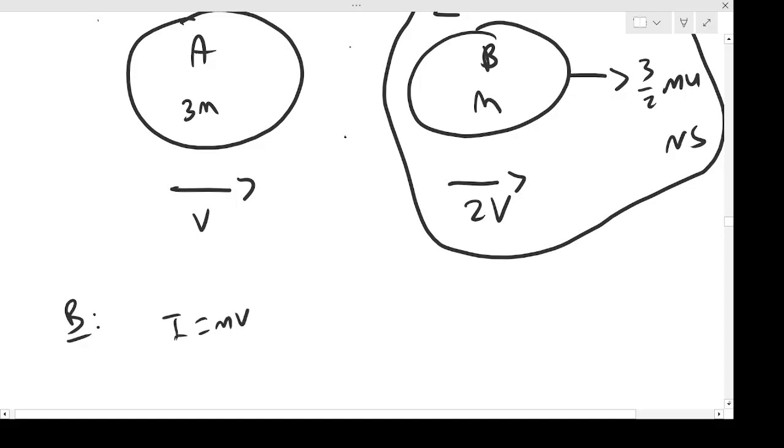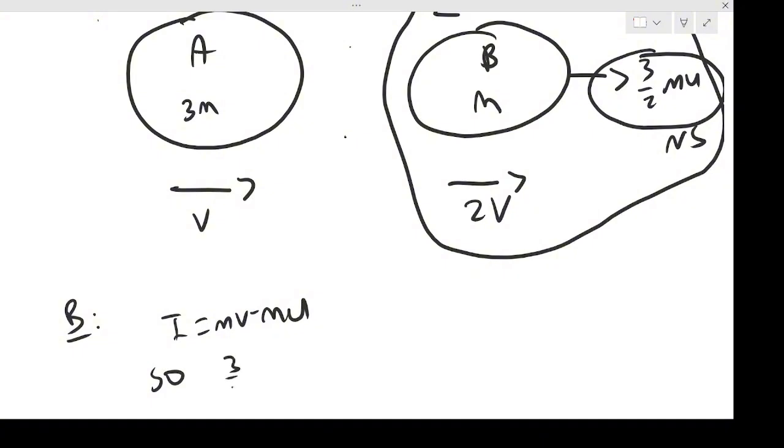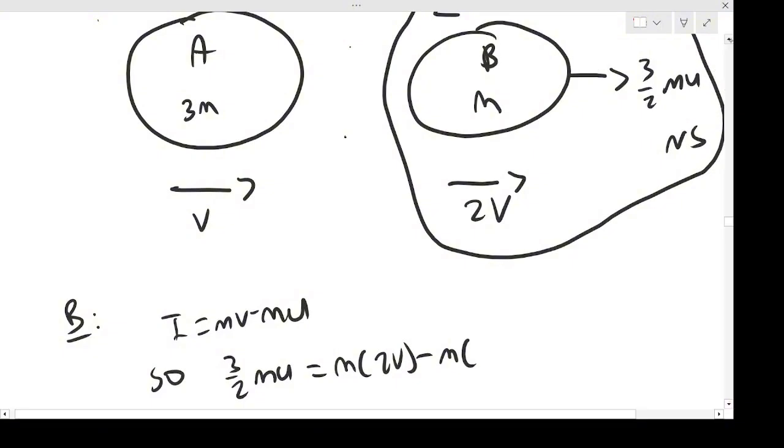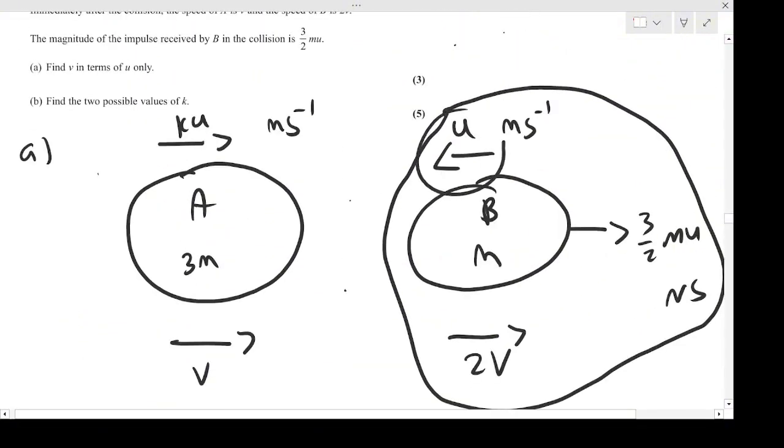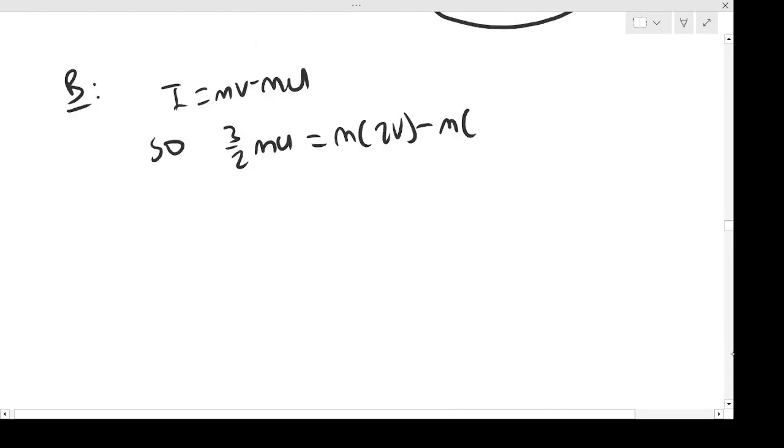So I'm going to consider the impulse for B, right? So again, I is mv take away mu. So in this case, the impulse, which is 3/2 mu, which is positive because it's in the positive direction forwards, equals the mass m lots of v, which is 2v here, take away m lots of u. Now the initial velocity is u, but going backwards, so actually we need to negate that to be minus u. Hopefully happy with that. Then I can simplify. So 3/2 mu is 2mv, then plus mu, right? We've got a double negative.